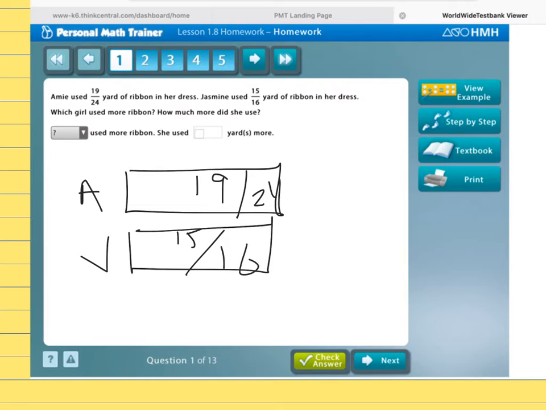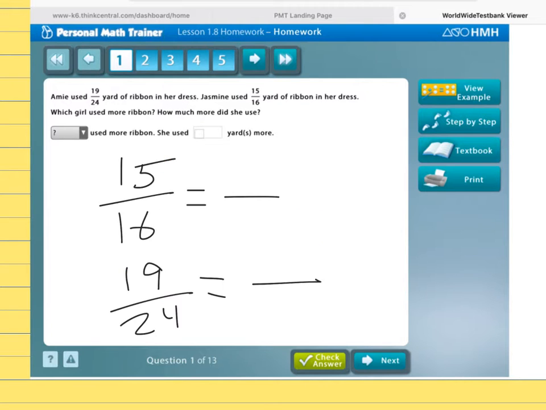Well, right off the bat, I can tell that this is going to be greater because it's much closer to one whole. So I know that Jasmine is going to be closer to 1 than Amy, who is 19/24. So much closer to 1. So I know Jasmine's going to be more. Now I just have to figure out how much more it's going to be by comparing them using subtraction.